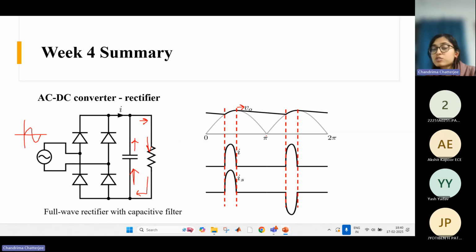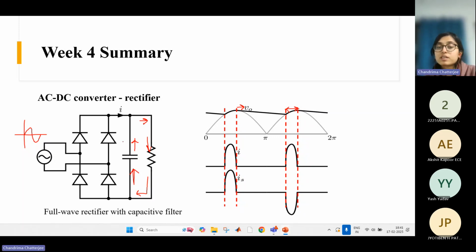So here the source voltage was increasing, and at this point they are the same. Now the source voltage will continue rising and the capacitor voltage is lesser than the source voltage. So now the capacitor will get charged during this period. During this period, the diodes will conduct, right?